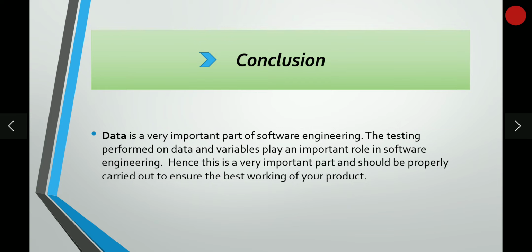The conclusion of this topic is that data is a very important part of software engineering. The testing performed on data and variables plays an important role in software engineering. Hence, this is a very important part and should be properly carried out because data makes a lot of difference in the whole model. That is why the data should be carefully taken into consideration for a better product to be the outcome.